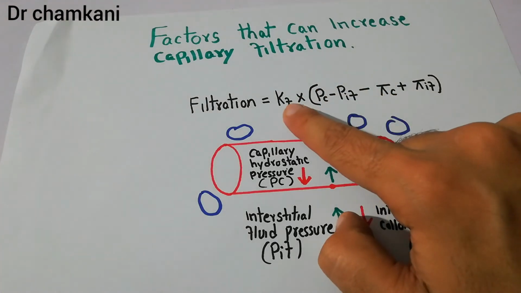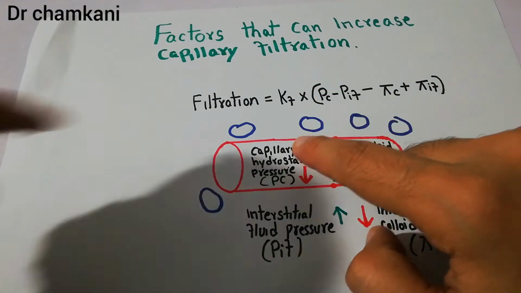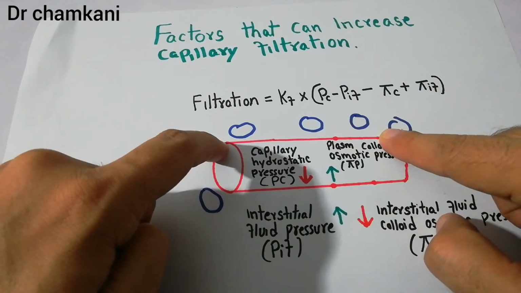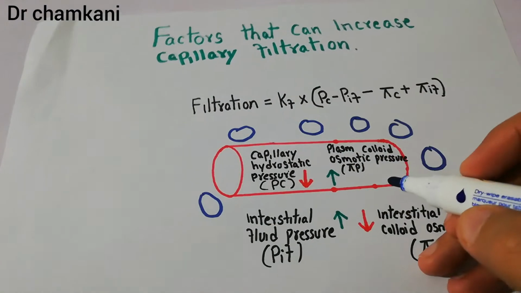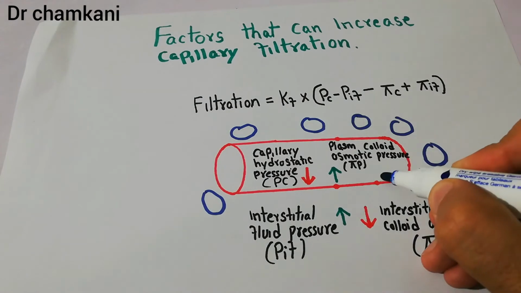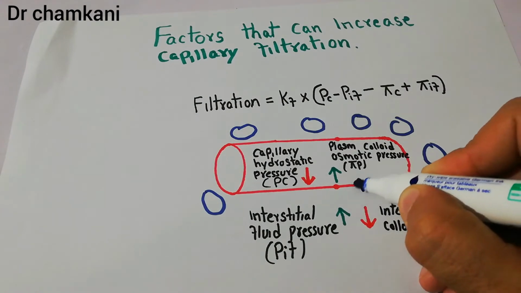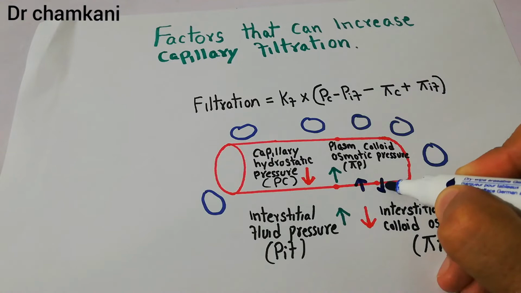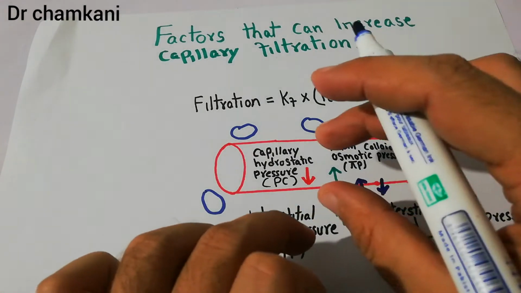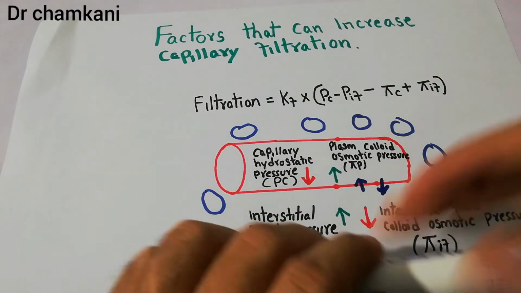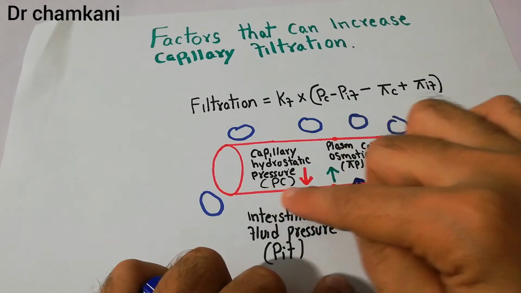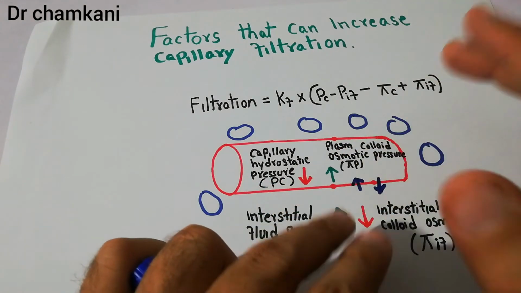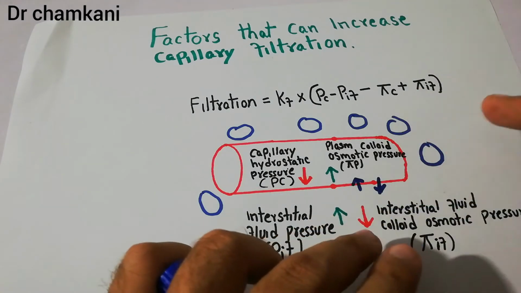Now, this capillary coefficient depends upon the surface area and the permeability of the capillaries. For the fluid and the ions to come out of the capillary and go inside it, there must be some permeability. This permeability is different for different vessels, and it may vary from time to time. The permeability of the vessel wall may also change with different substances, toxins, drugs, etc.